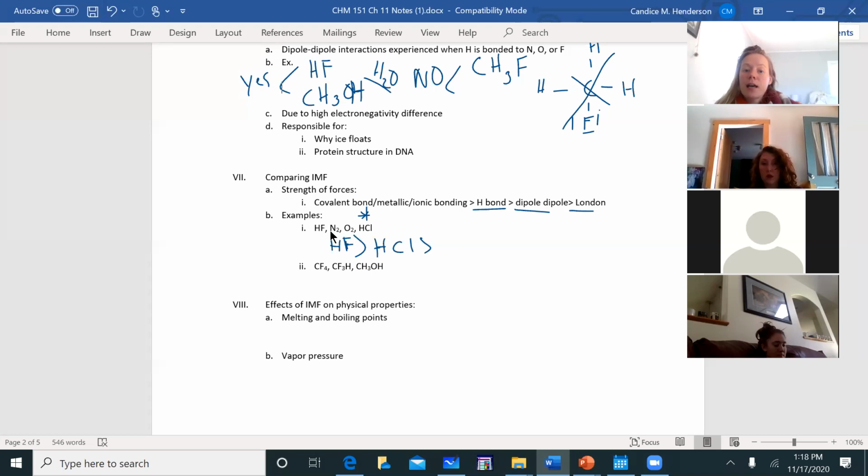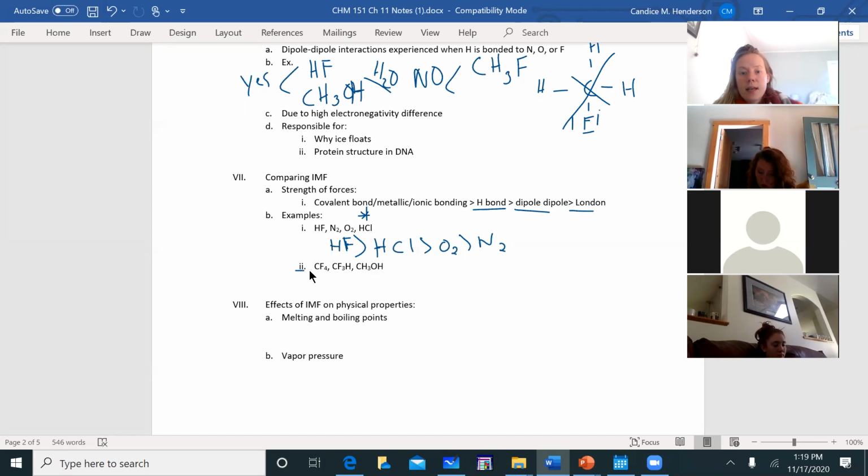So we're going to have to go off of size. The bigger the molecule, the stronger the London dispersion. So O2 is larger, we're going to put that next. And then nitrogen is the tiniest and the weakest. So HF is greater than HCl, is greater than O2, is greater than the really weak forces of two adjacent N2s.